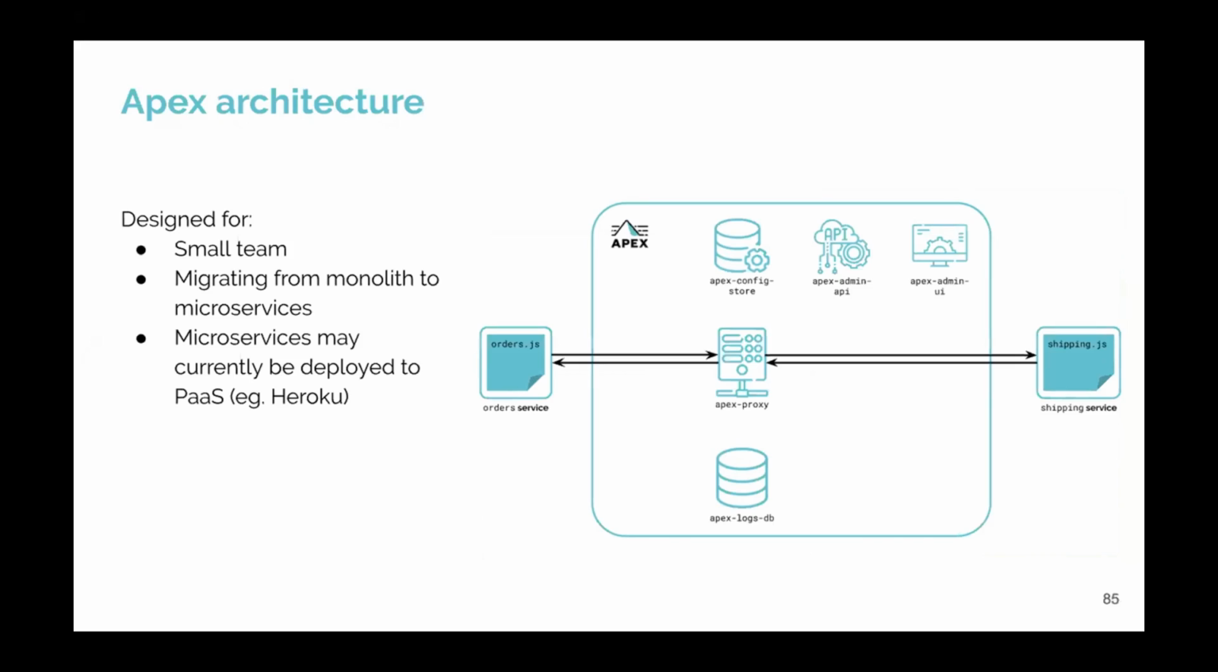So we decided that Apex's architecture might look something like this, where any pair of services communicating with one another would talk through a proxy, a relatively simple proxy. And that proxy could rely on 4 additional components to achieve a full set of functionality that solves just the set of problems for us.